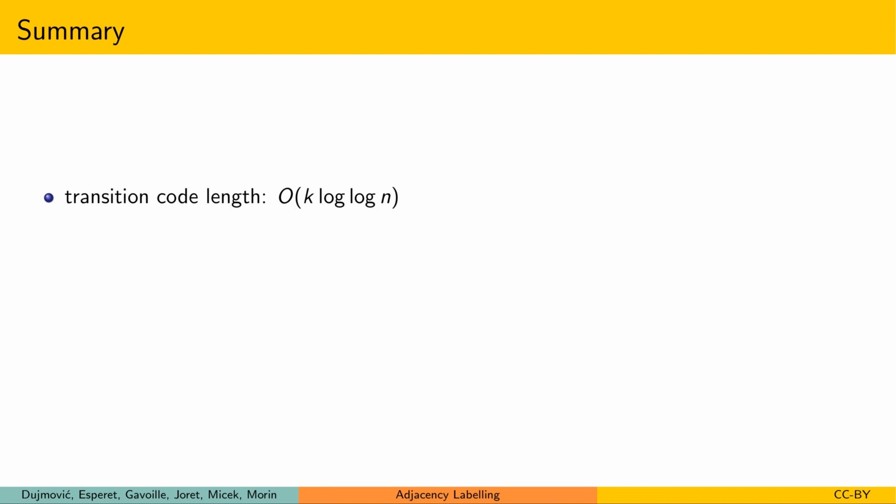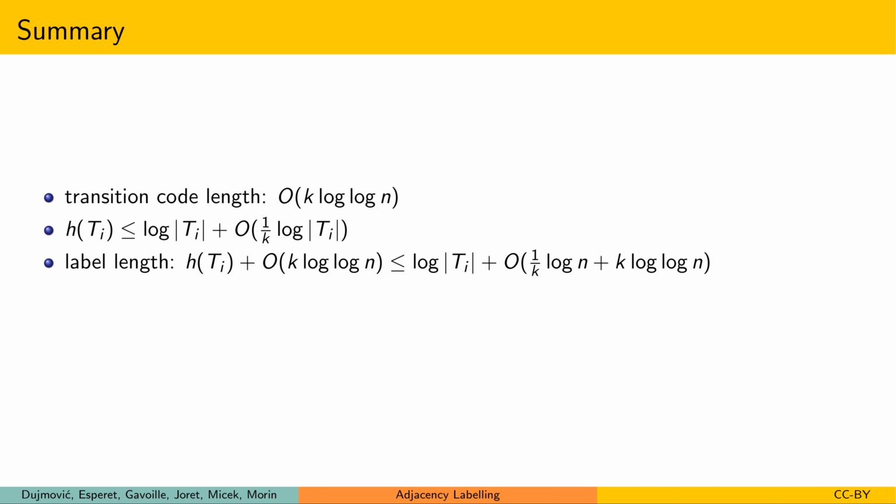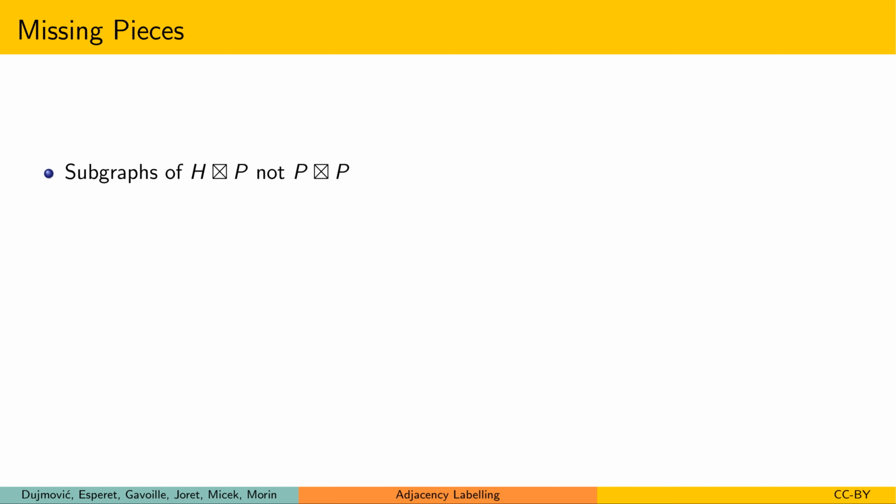This leads to a trade-off in which the transition codes have length k log n, and the height of the tree T exceeds its optimal height by at most log n over k. Optimizing the value of k gives a total label length of log n plus O(sqrt(log n log log n)). Of course, there are many details missing from this short talk.